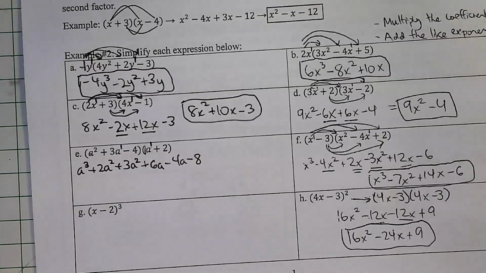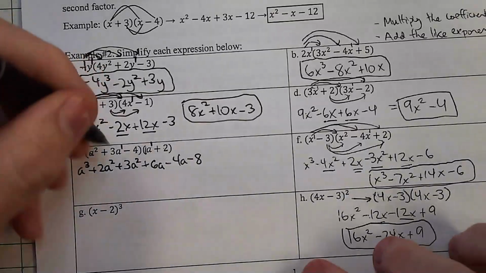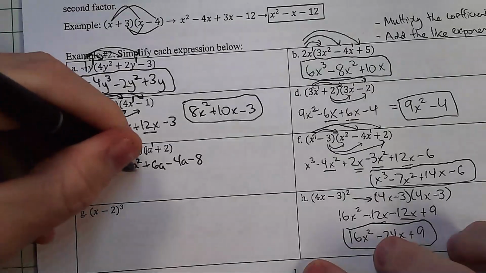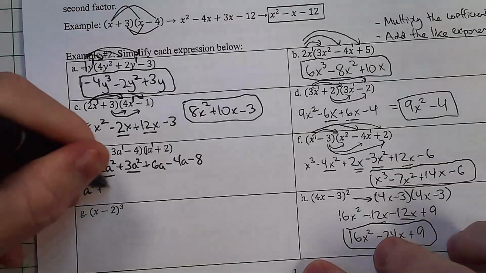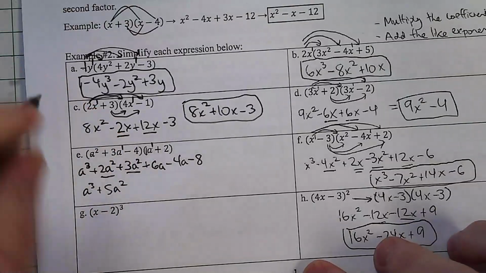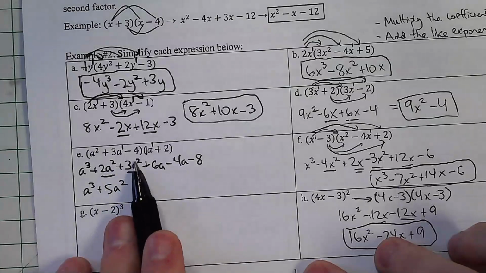Now Evan and Raphael are going to have to help us here. Are we done yet? No. Do we have any common terms? All right. What's 2a squared plus 3a squared? Is it 5a to the fourth? When you add the exponents.